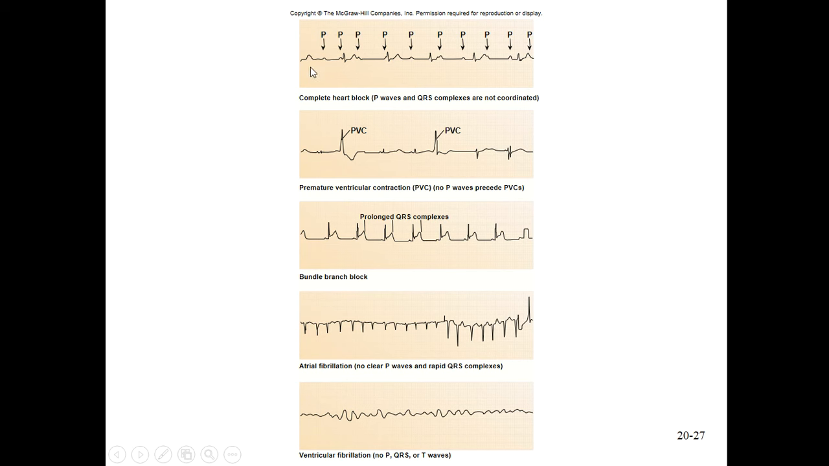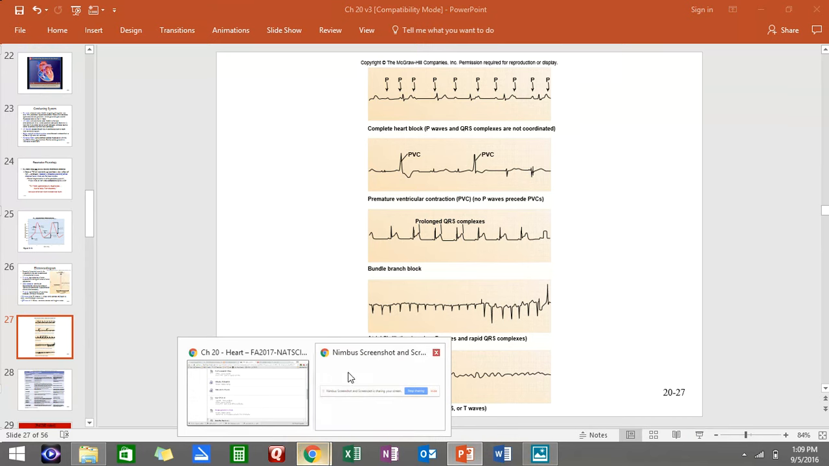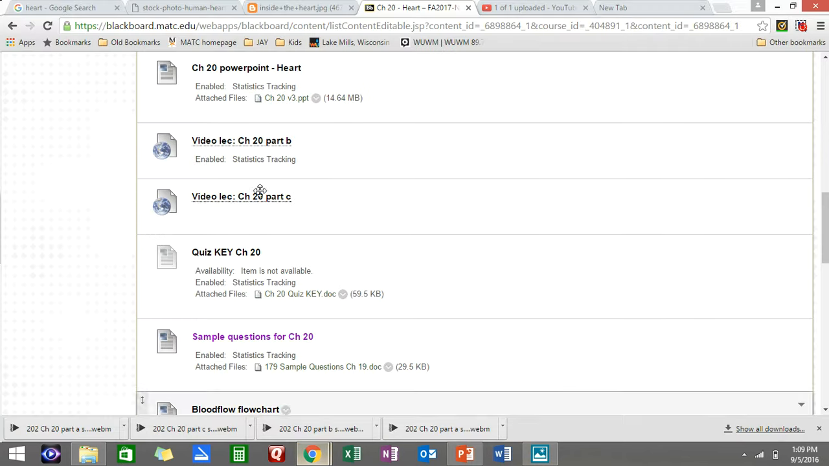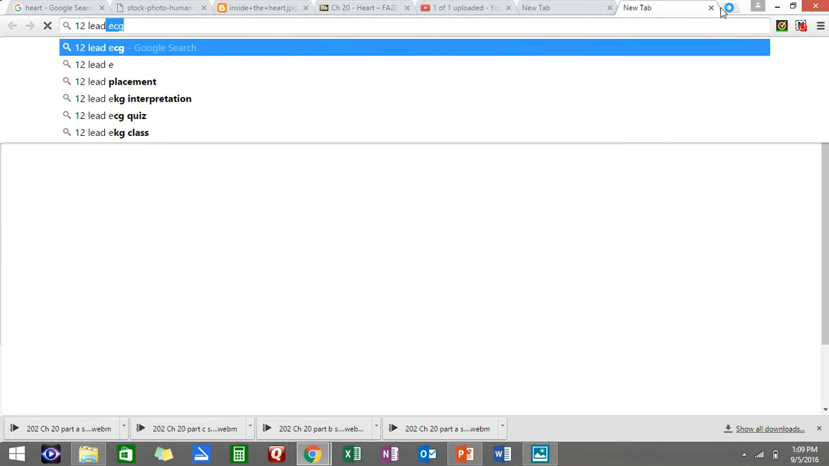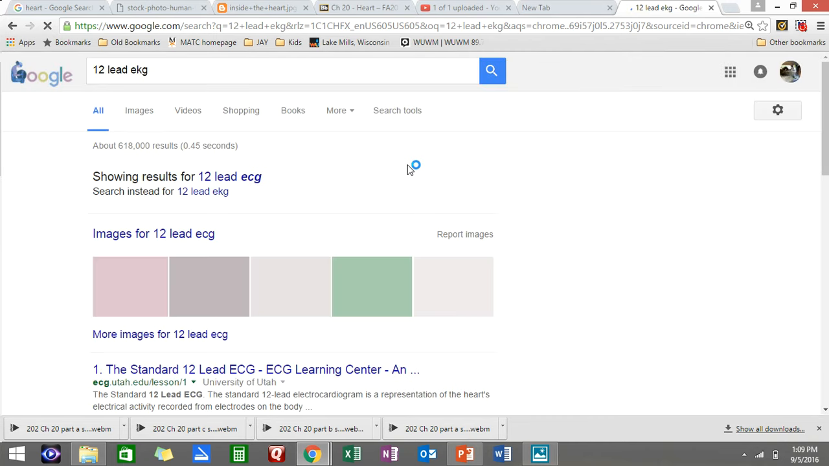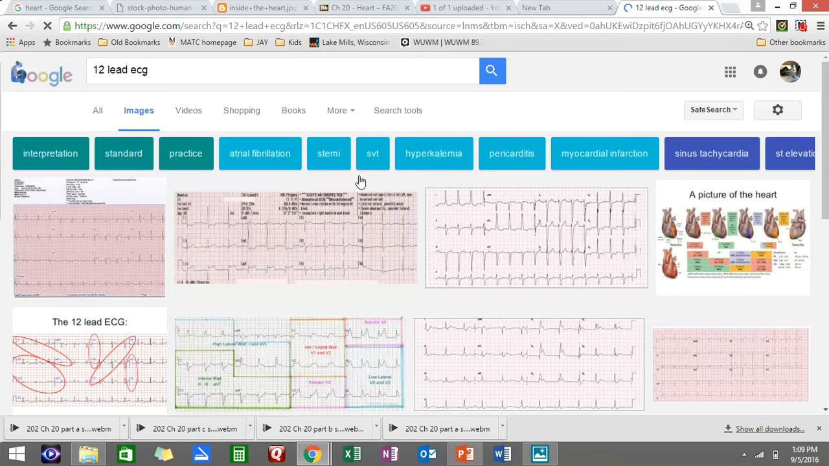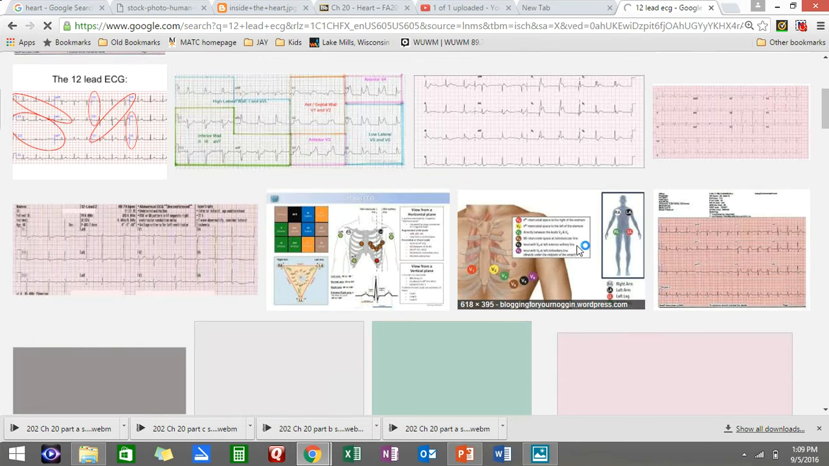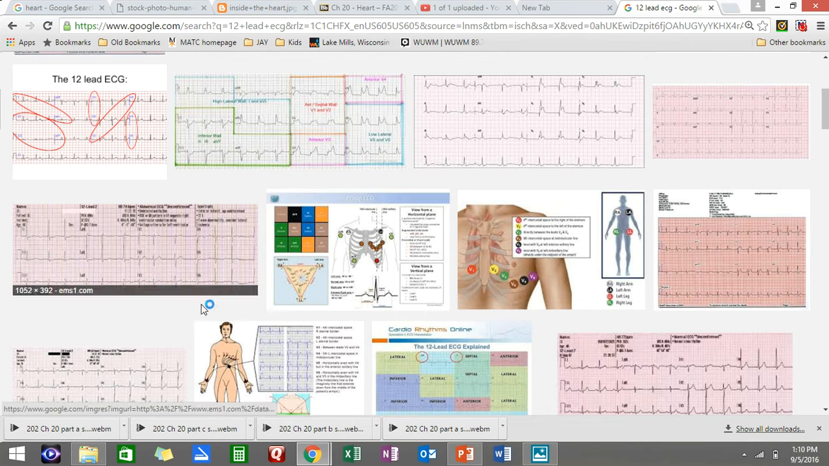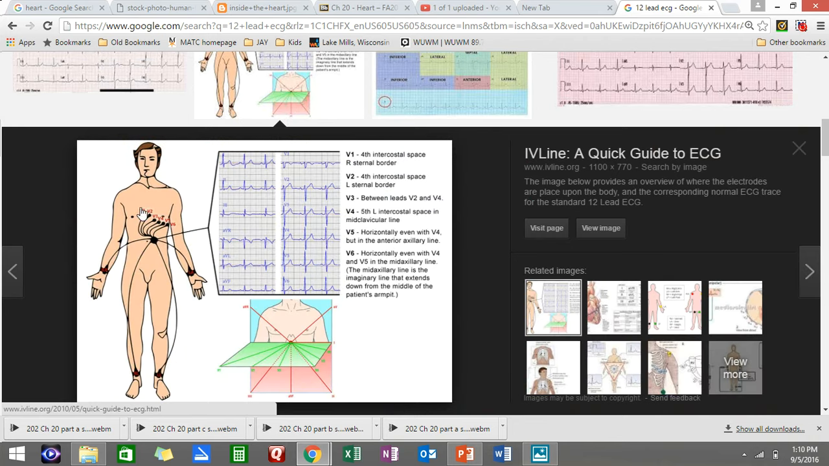Here's what an EKG might look like. Actually, these are all pathological ones. Let me show you what an EKG looks like in a longer strip here. A 12-lead EKG is the standard. Some of you may already have had the opportunity to put a 12-lead EKG on a patient. But we can see here on this picture the location of all of the leads. Feet and hands, and right across the chest coming around a bit.